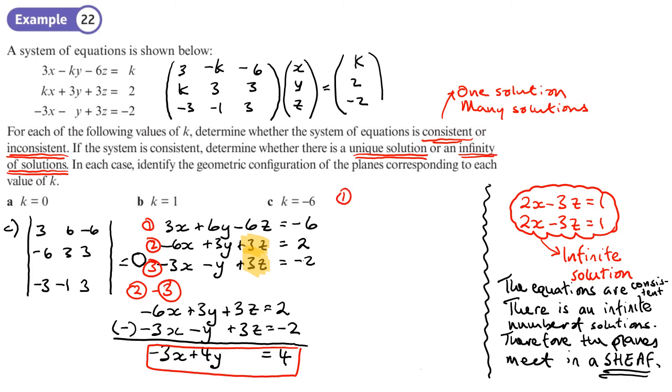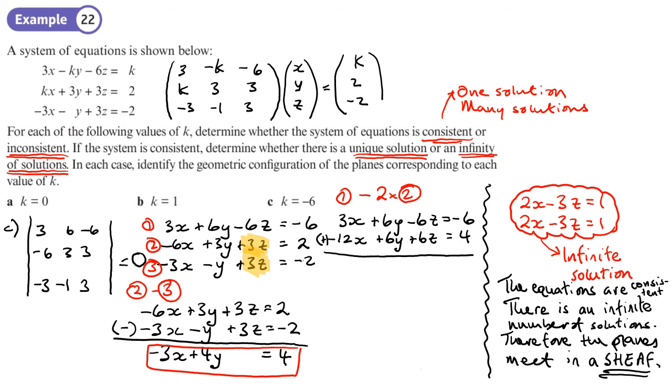So I'm now going to do equation number 1 minus 2 times number 2. So that will be 3x plus 6y minus 6z equals negative 6. And then 2 times the second one, negative 12x plus 6y plus 6z equals 4. So this time I'm going to subtract, no, add, as I said.